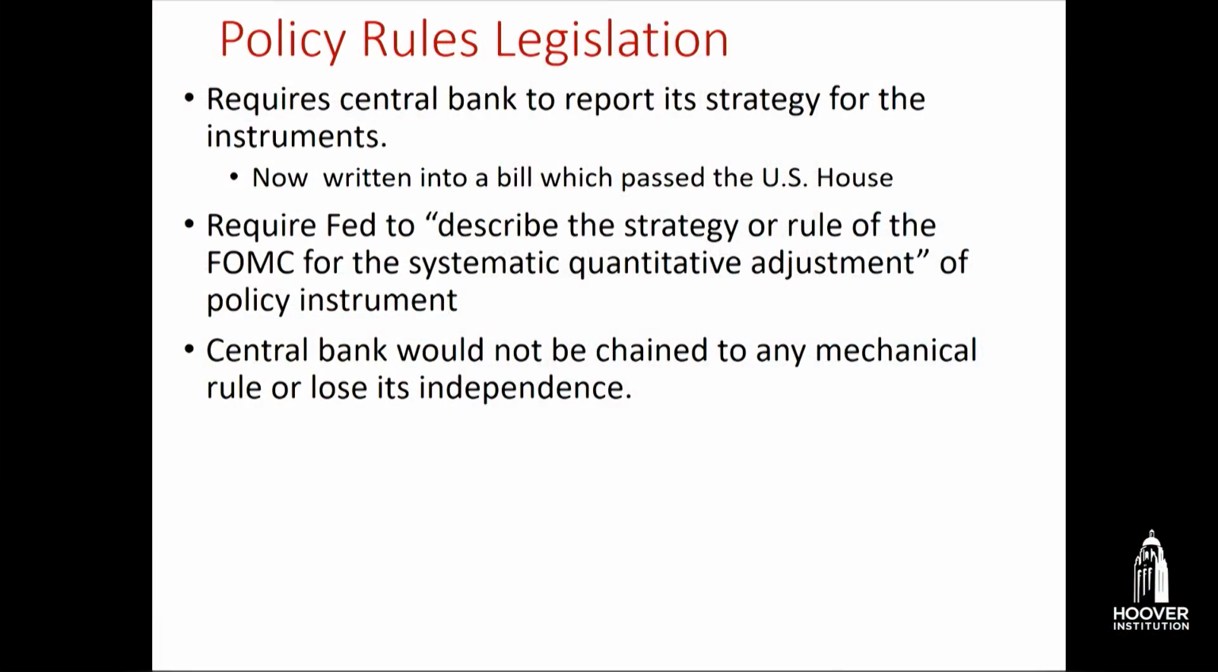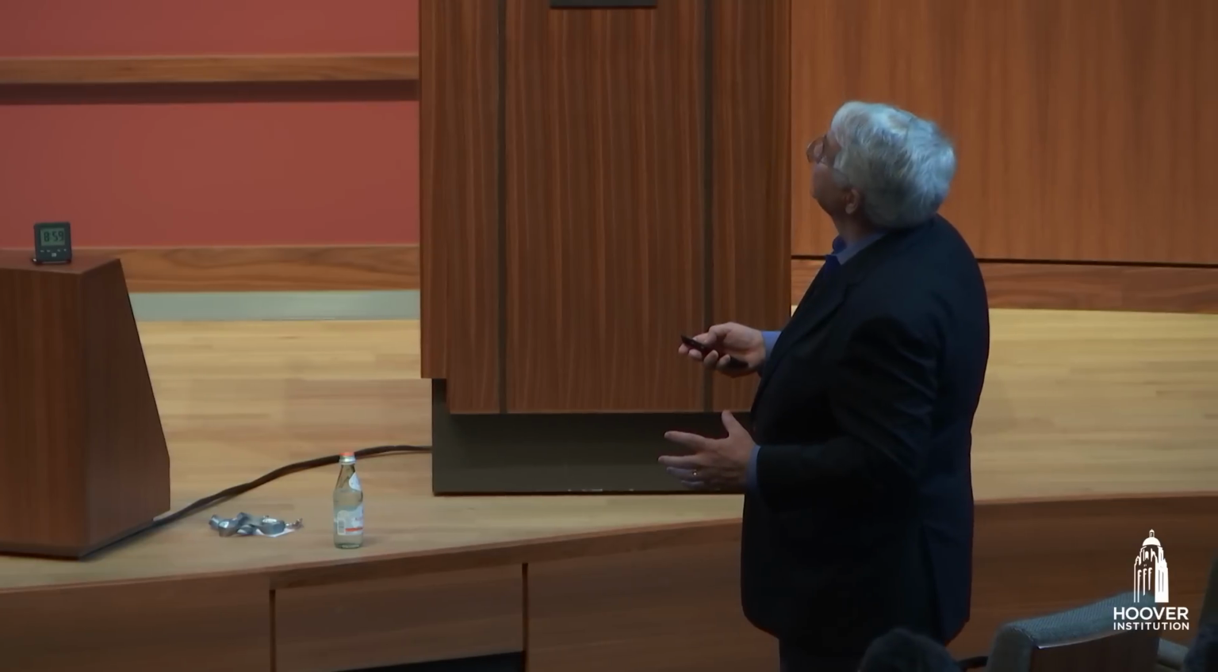It's like transparency. So there's legislation in the Congress calling on the Fed to report its strategy for its instruments. It's actually written into the bill. It's passed the House, hasn't passed the Senate. And it would require the Fed to describe the strategy or rule of the FOMC for the systematic quantitative adjustment of its federal funds rate or policy instrument. And again, the Fed would not be chained. It would decide what it wanted to do, but it would have to tell the Congress and the public, more important, what it is. And so the hope is that that would create less of a tendency to have these large deviations from what at least I and others think doesn't work very well.